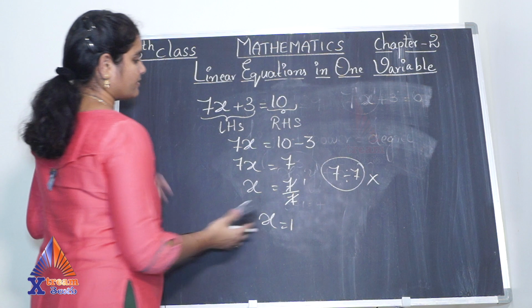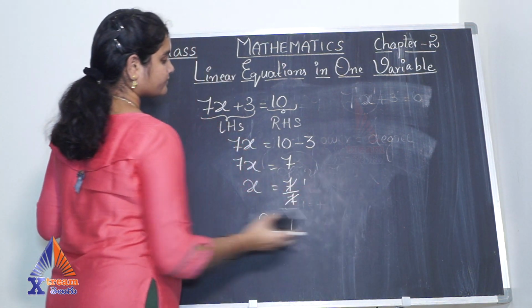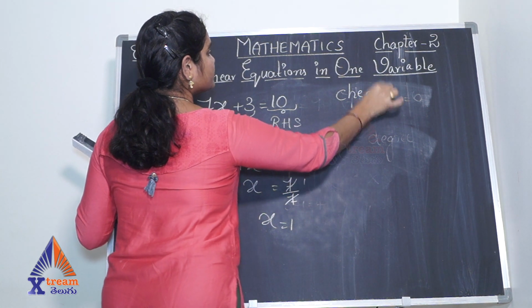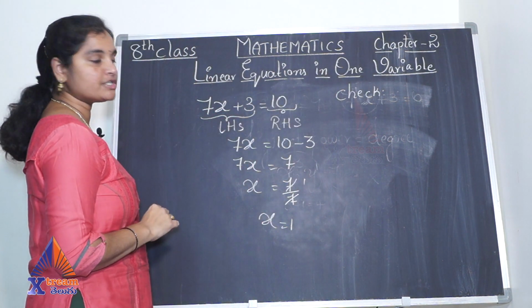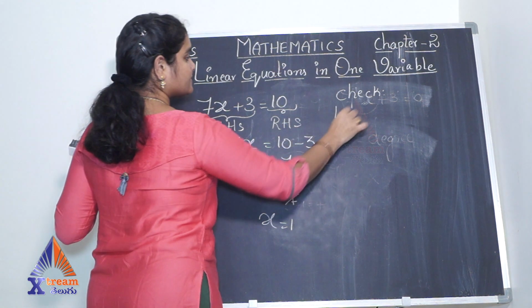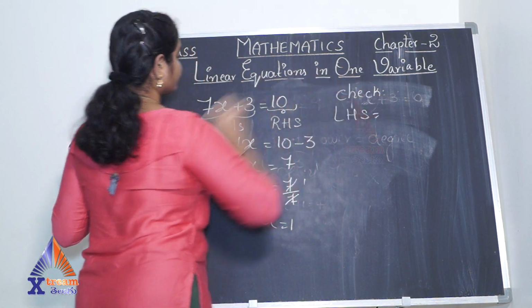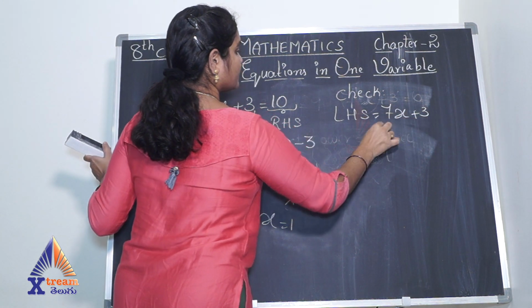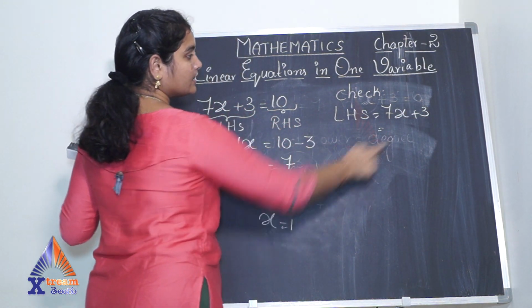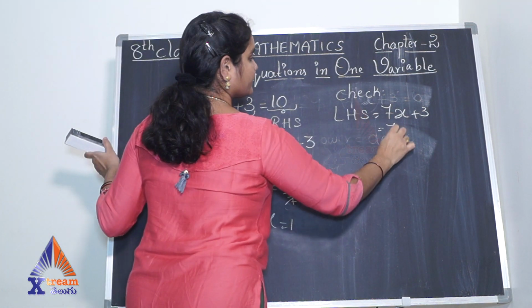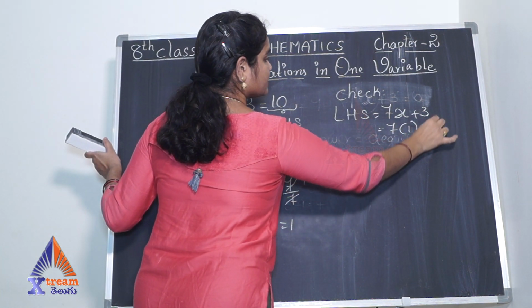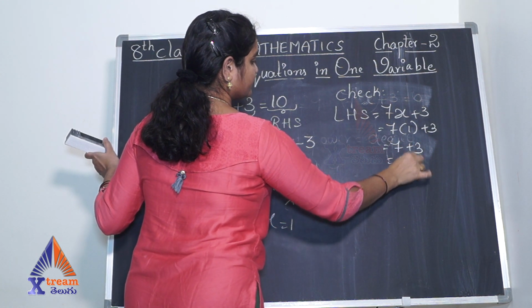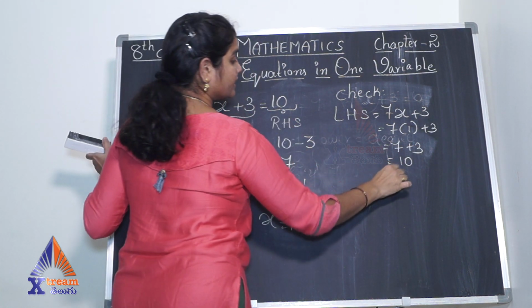Now we go for the checking part. In previous videos, I have shown you how to check your equations. The same way we are going to check it over here. Take LHS, 7x plus 3. Now substitute this x value in this equation. 7 into 1 plus 3, where 7 plus 3, which is 10, which is nothing but our RHS.